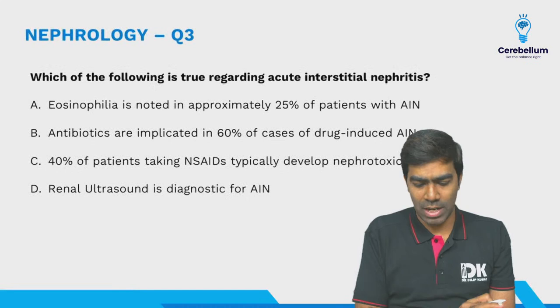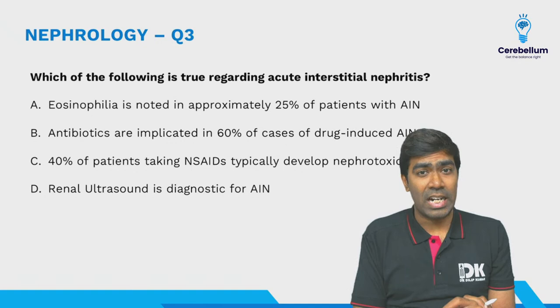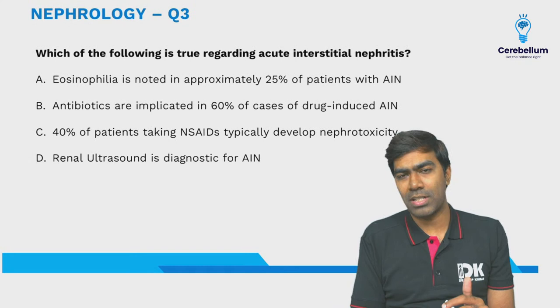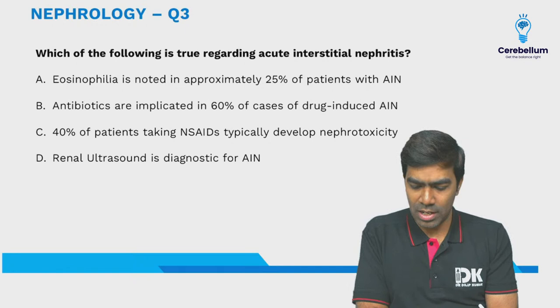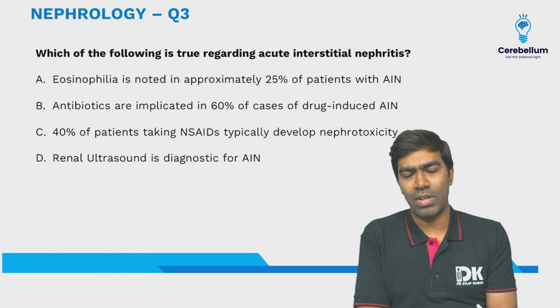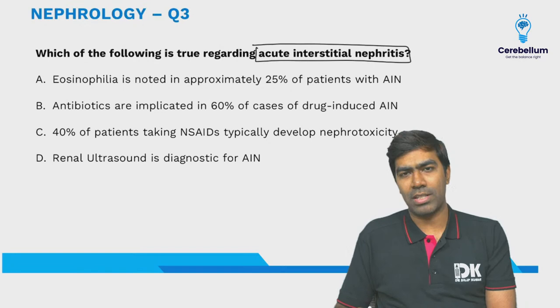Third, which of the following is true regarding acute interstitial nephritis? Option A states eosinophilia is noted in approximately 25% of the patients with acute interstitial nephritis. Option B states antibiotics are implicated in 60% of the cases of drug-induced acute interstitial nephritis. Option C states 40% of patients taking NSAIDs typically develop nephrotoxicity. Option D states renal ultrasound is diagnostic of acute interstitial nephritis. Remember, AIN is a very important topic for exams.